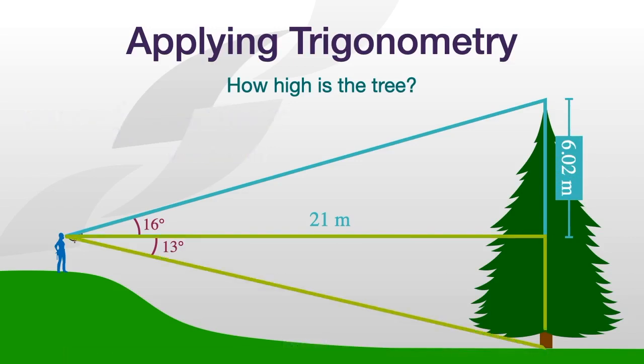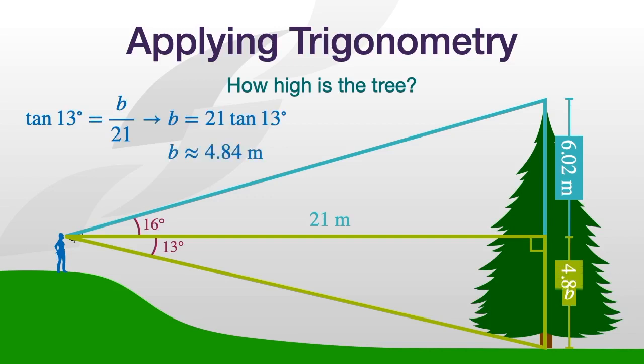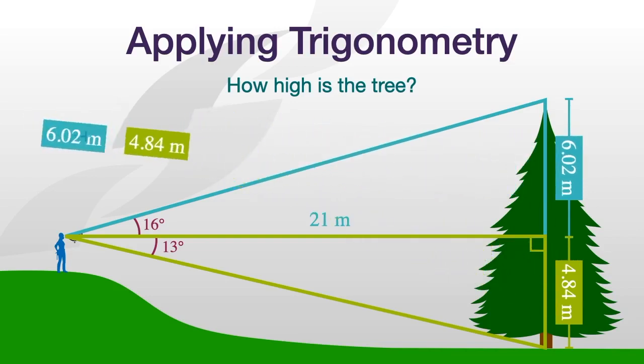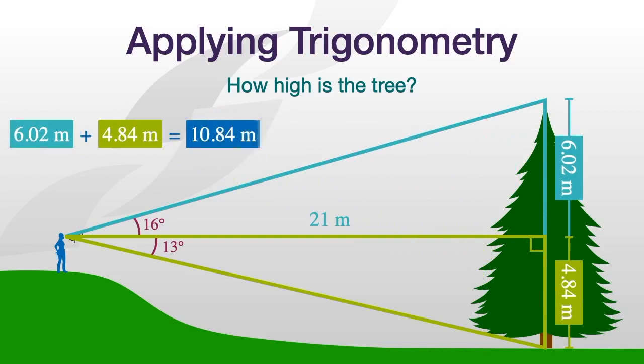In a similar fashion, we can set up the other right triangle and use a variable like b to represent the height of the other part of the tree. Again, using trigonometry, we can see that b is 21 times the tangent of 13 degrees, and that's approximately 4.84 meters. Adding these two heights together gives us the height of the whole tree to be approximately 10.84 meters.